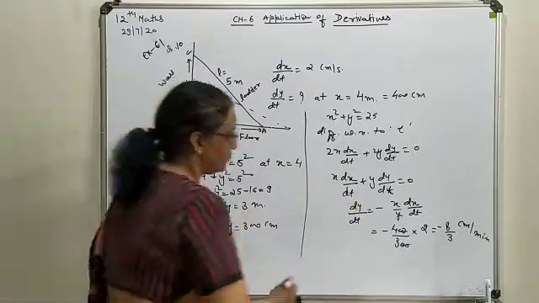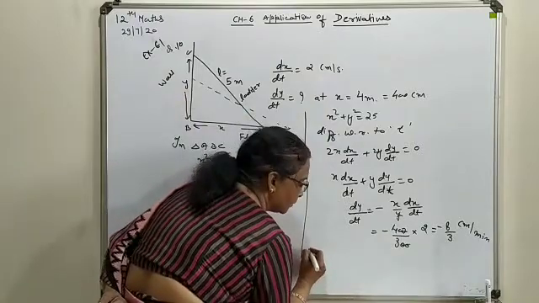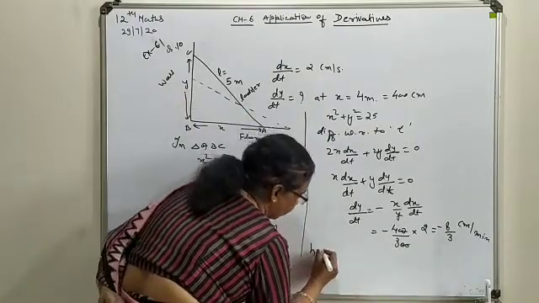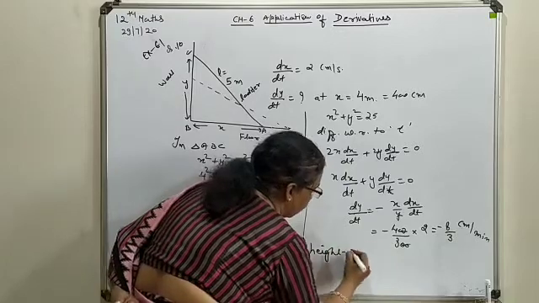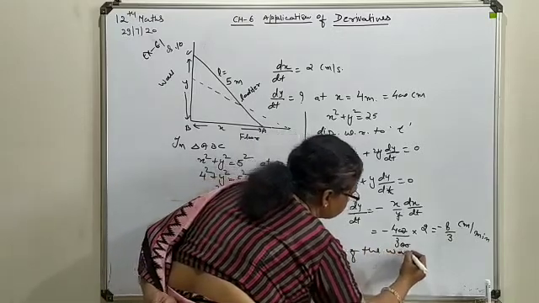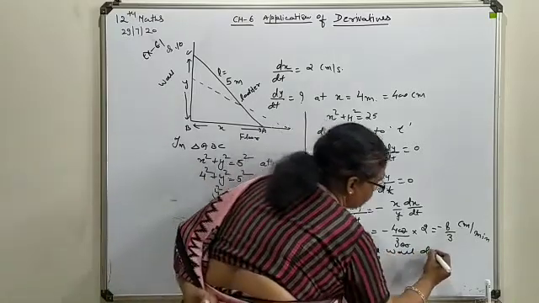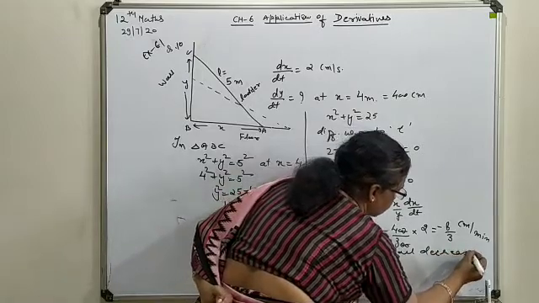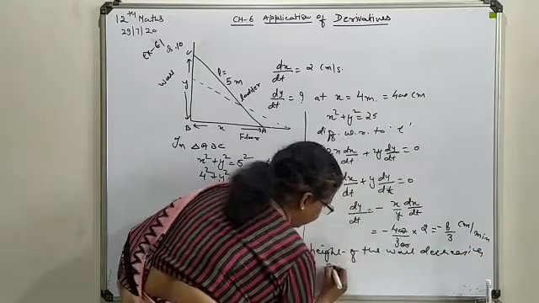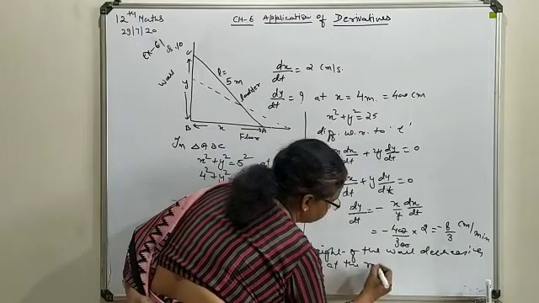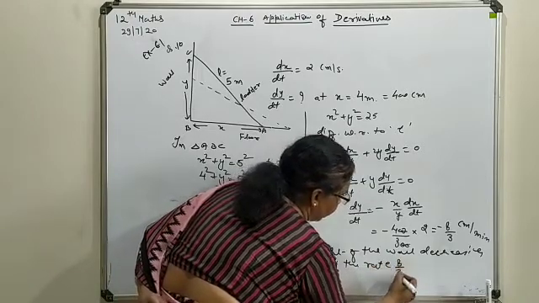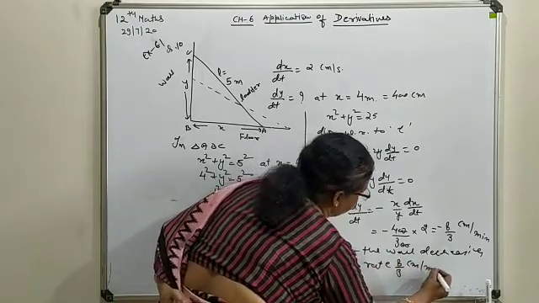So the height of the wall is decreasing at the rate of 8 by 3 centimeter per second.